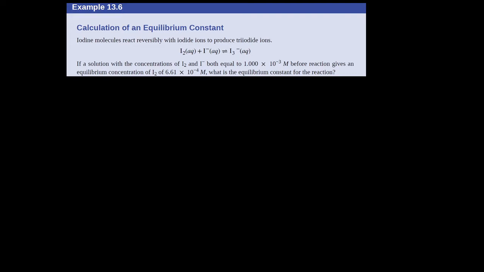So we have iodine reacting with iodide to make triiodide ion. Very strange reaction. This question says, if a solution with the concentration of I2 and I minus both equal to 1 times 10 to the negative third before reaction gives an equilibrium concentration of 6.61 times 10 to the negative 4 I2, what is the equilibrium constant for the reaction?